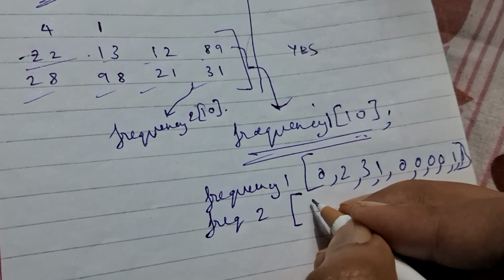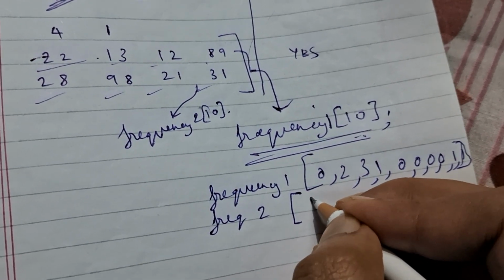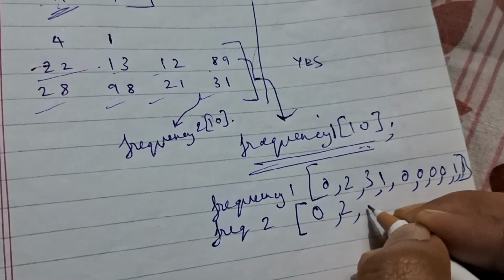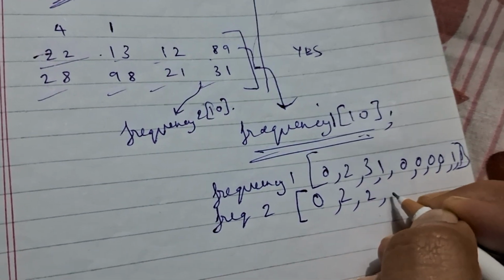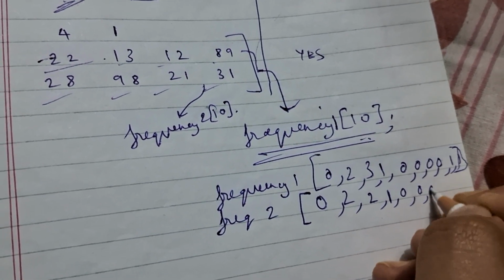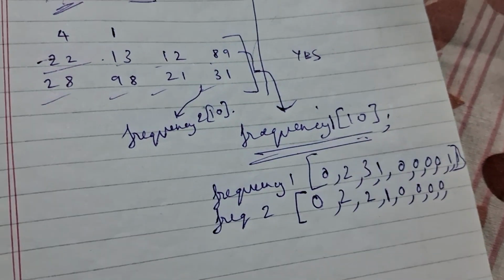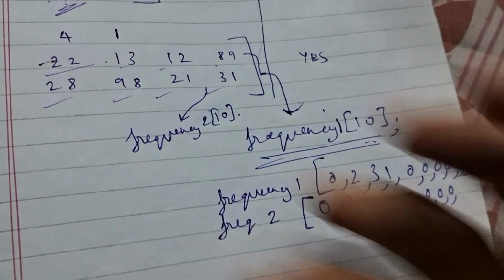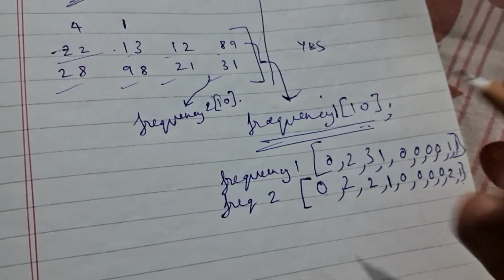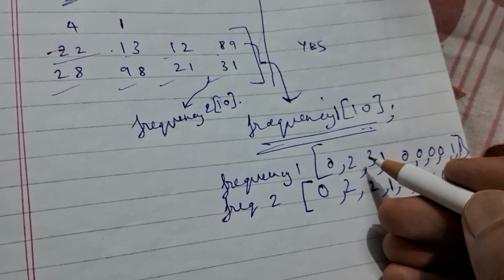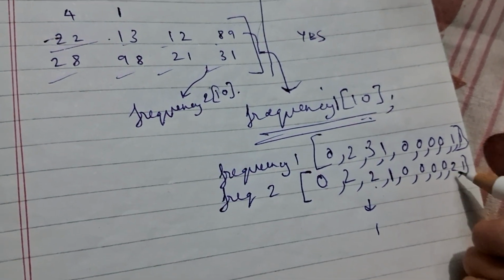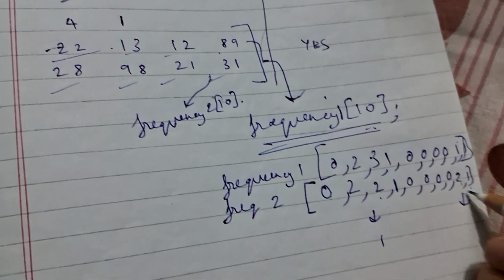For this, 0 is present nowhere. 1 is present twice. 2 is present twice. 3 is present 1 time. 4 is present nowhere. 5 is present nowhere. 6 is present nowhere. 7 is present nowhere. And 8 is present 2 times. And 9 is present 1 time, right? Now you can see there's a pattern. Over here 3 minus 2 is 1, and over here 2 minus 1 is 1, or 1 minus 2 is minus 1.